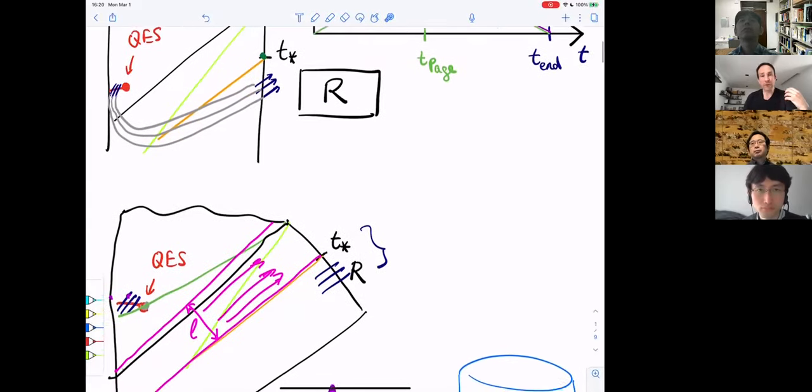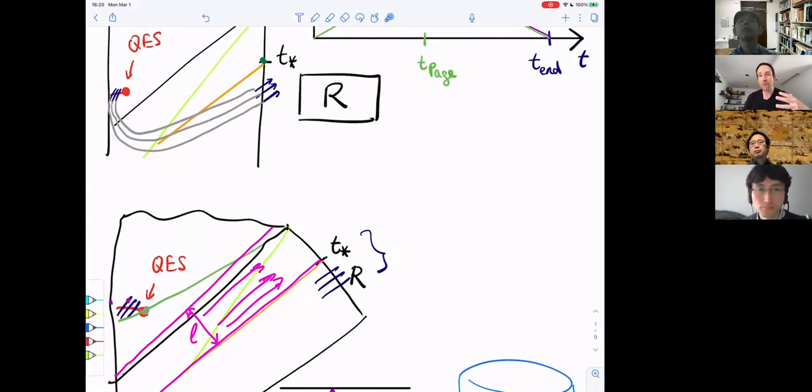Okay, so this is a very hand-waving argument for why there should be an island that appears after the Page time. And before I continue, let me see if there are any questions.